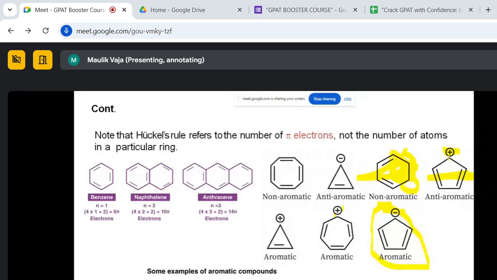If conjugation is there, then it will be either aromatic or anti-aromatic. If it loses conjugation, then the compound will become non-aromatic. Okay, are you getting it? Yes, sir.